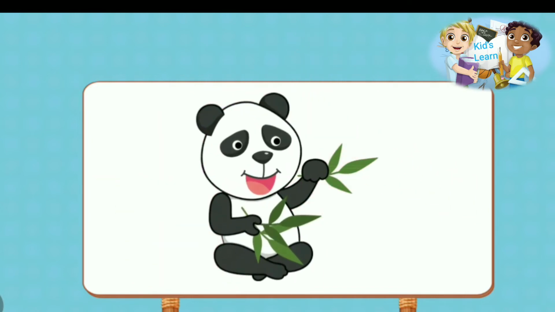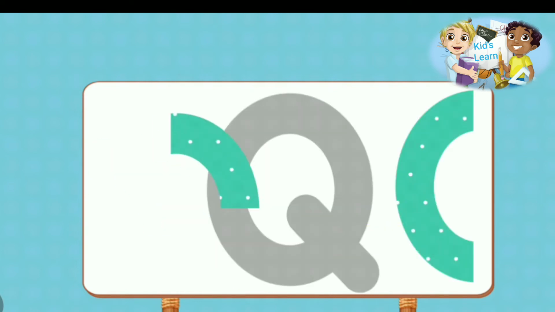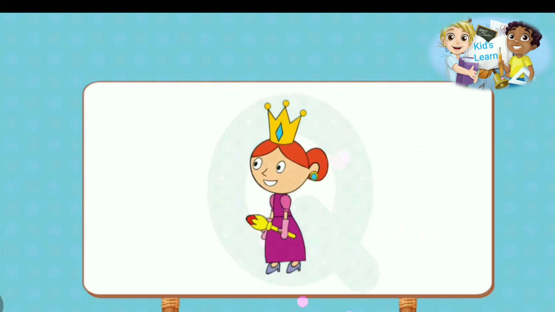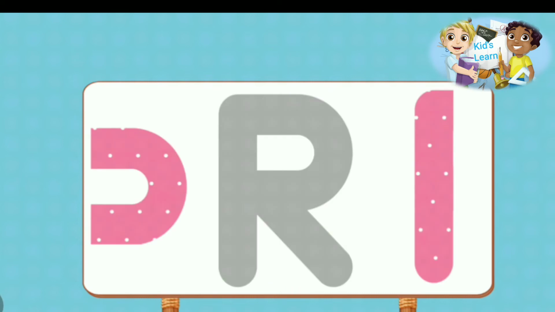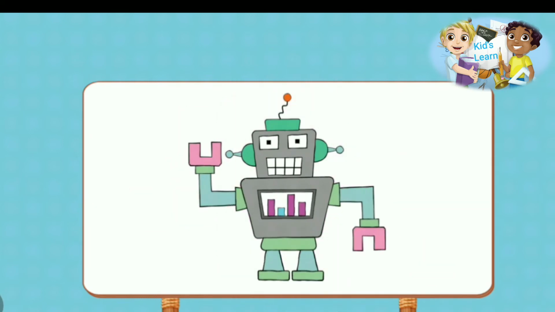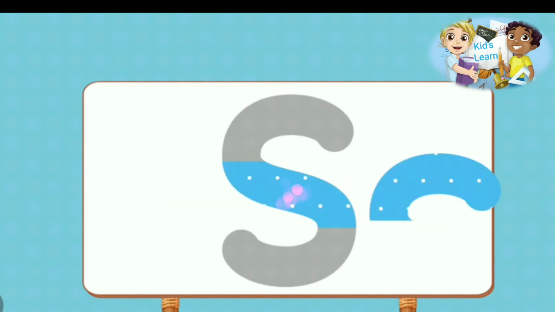P. Panda. Match the pictures to their shadows. Q. Queen. Match the pictures to their shadows. R. Robot. Match the pictures to their shadows.